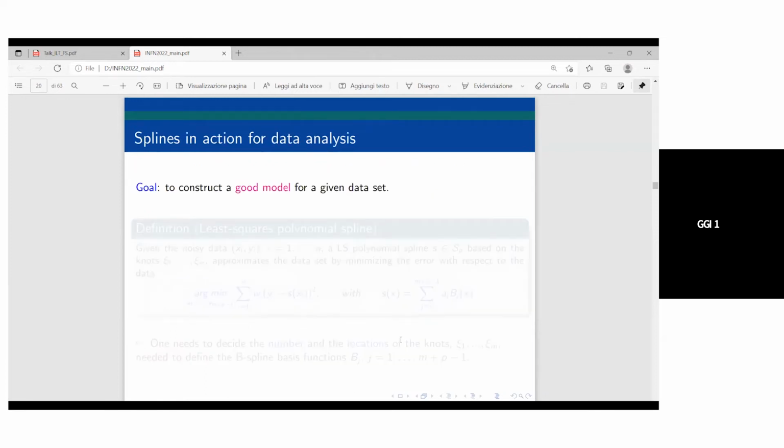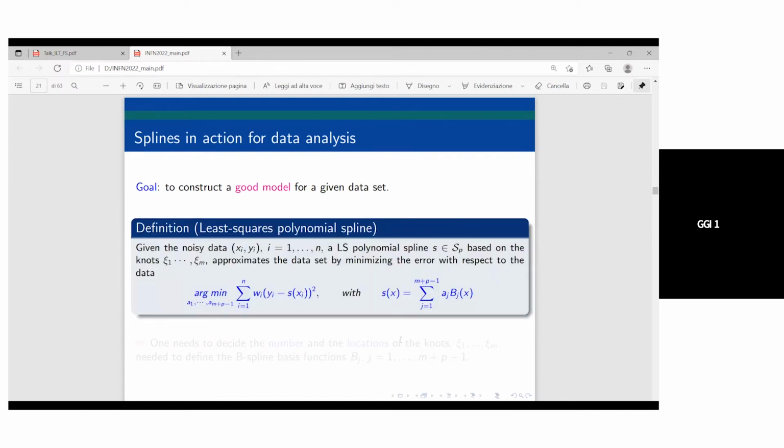Okay, so once we have a basis, we can construct a spline model to approximate a given set of data. And the simplest way is certainly to construct a least squares polynomial spline that approximates the data. So we are given a set of data, say xi, yi.